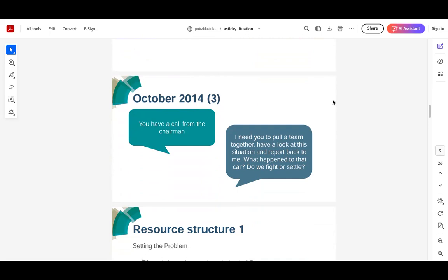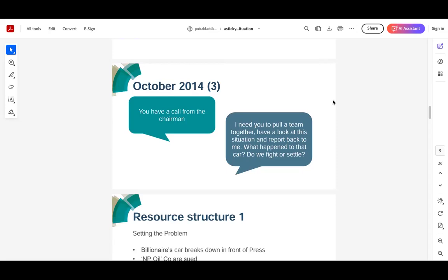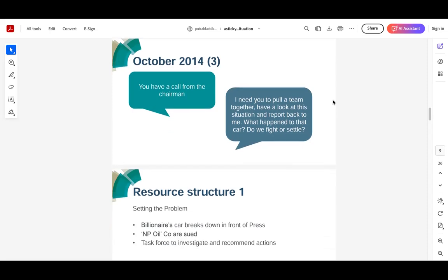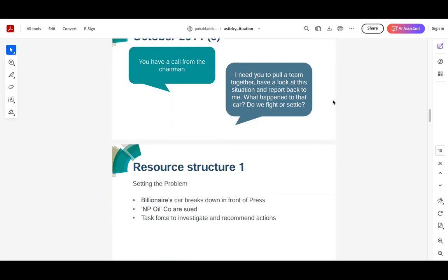So you need to support your boss to decide whether you have to admit that this is your fault and you settle, or you can fight about what is happening based on your data, based on whatever reasons that you have.